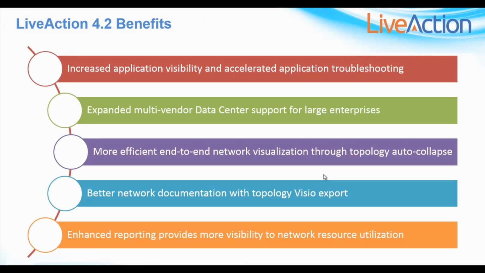LiveAction 4.2 brings many benefits to our customers. It delivers instant application visibility with the application dashboard. It accelerates application troubleshooting with the AVC path analysis. It provides expanded data center support with the Nexus 7K QoS monitoring and multi-vendor device integration with Gigamon and Ixia. It allows for more efficient network documentation as well as adds other reporting and performance improvements. And these features help simplify network management operations, improve network availability, and engineering productivity.